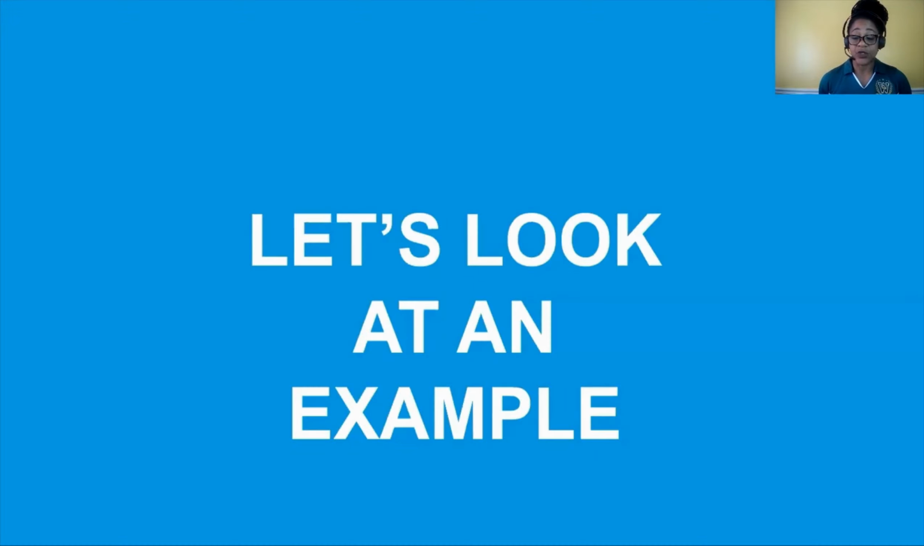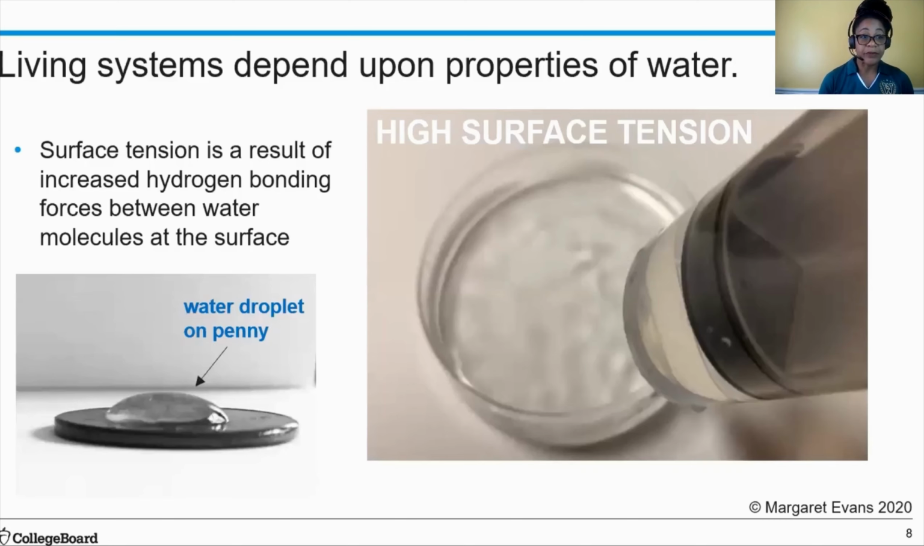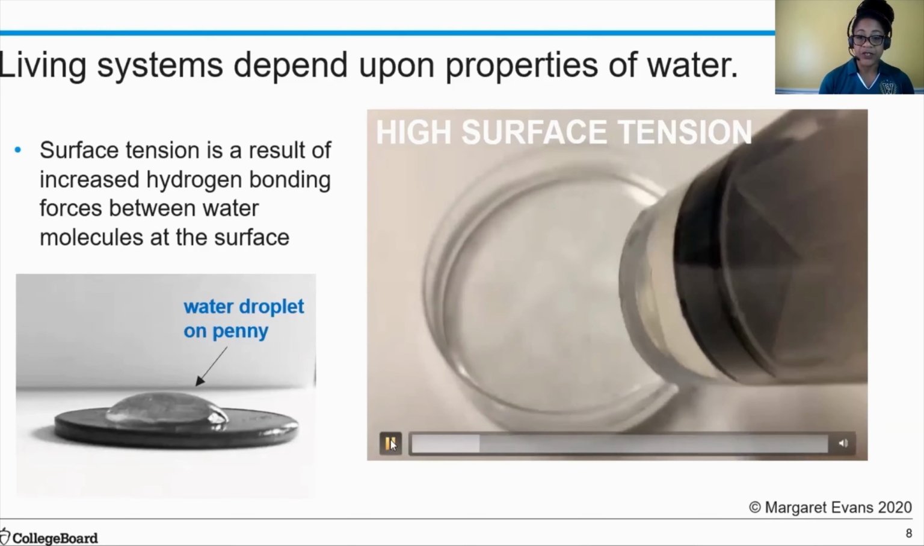And let's take a look at the first one, which would be surface tension. Surface tension is a result of increased hydrogen bond interactions between water molecules only at the surface. And so the classic example would be a water droplet on a penny. And I have a video here that'll show you a leaf floating on the surface tension of water.